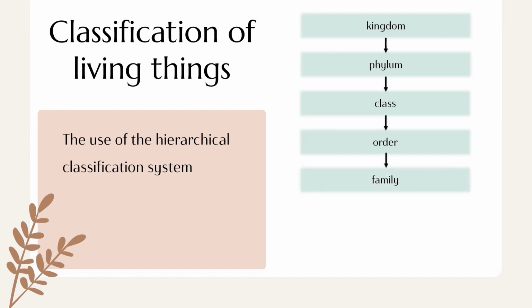Family. Families are made from orders. Families are a subdivision of order. Birds, for example, can be divided into families of pigeons, doves, and ducks, along with many more. Genus. The genus is a subdivision of families. Families can be further divided into the genus. An example of genus is Felis, that of domestic cats.